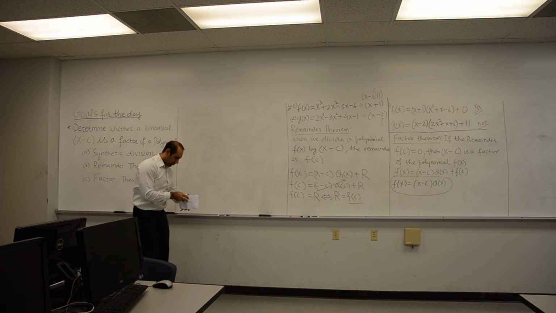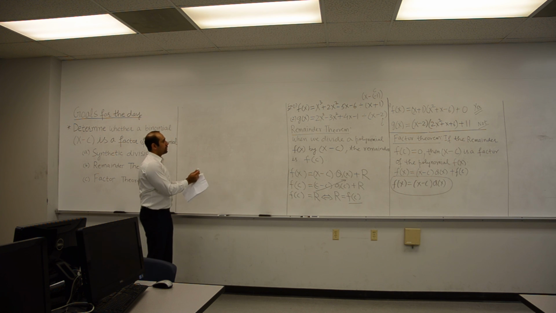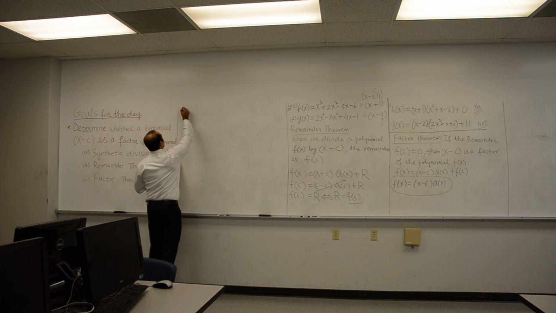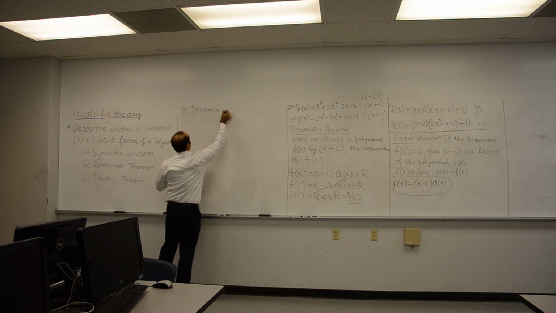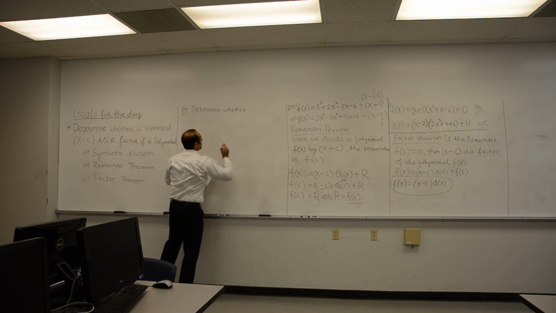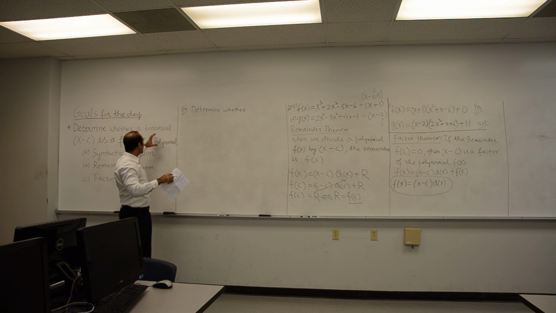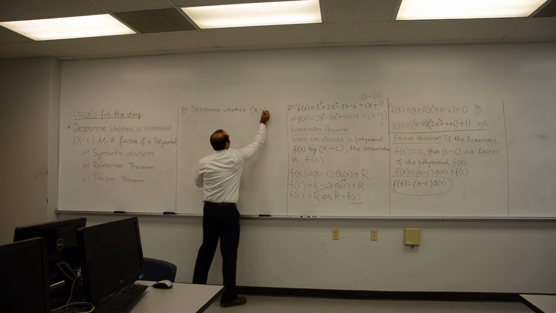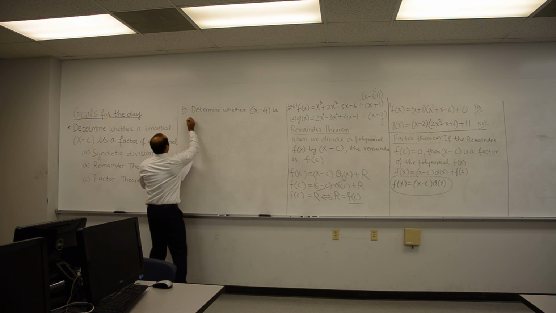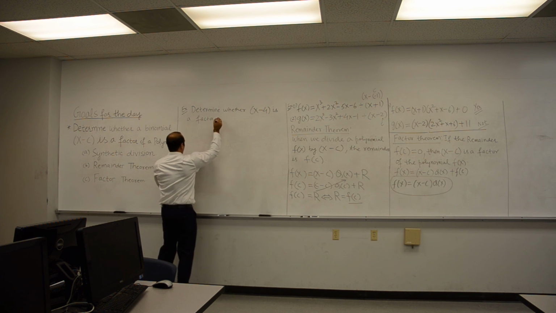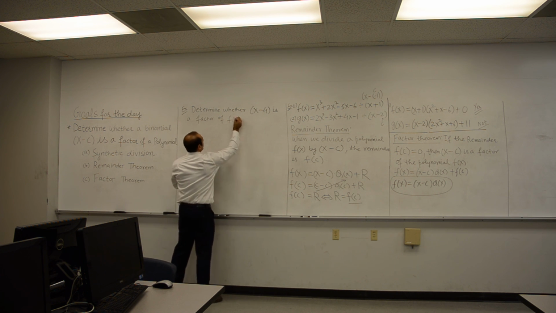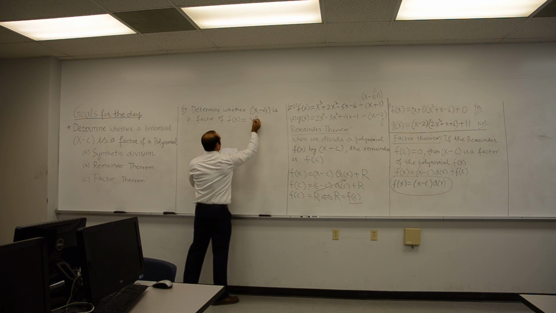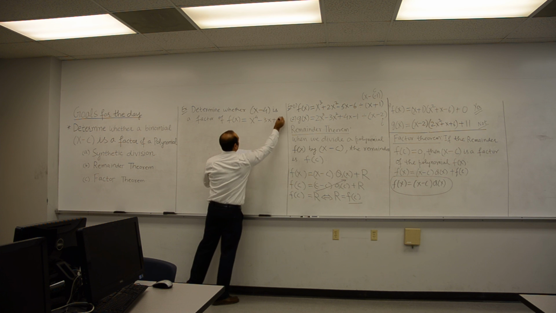So if we have to do something like this, we want to determine whether, so now we're combining everything and we're addressing our main goal. We want to determine whether x minus 4 is a factor of this polynomial function f of x equals x to the 4th minus 3x plus 5.